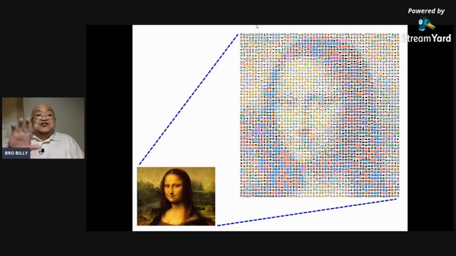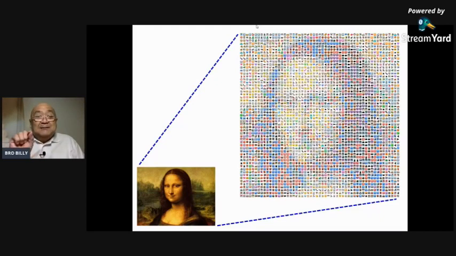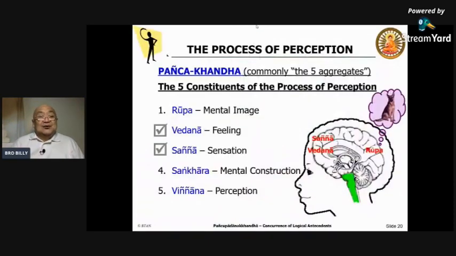We think we see a full picture, here the Mona Lisa, but in reality, this picture we think we see is made up of bits and pieces, bricks, as Bhante would call it, bricks that make up the brick wall. So these bits and pieces, dot, dot, dot, in computer terms, they call them pixels. And that makes up that big picture, okay? So we're going to come to that in a moment. Very interesting how this big picture is produced.